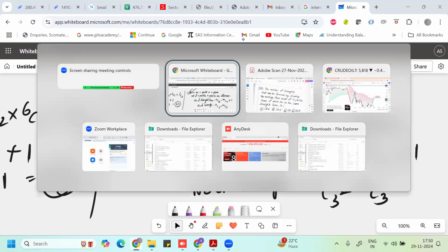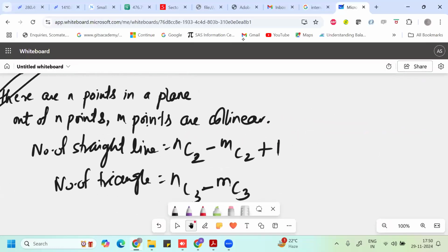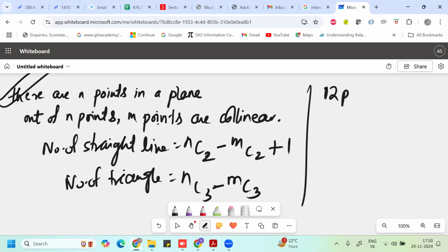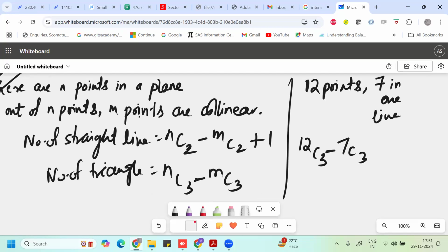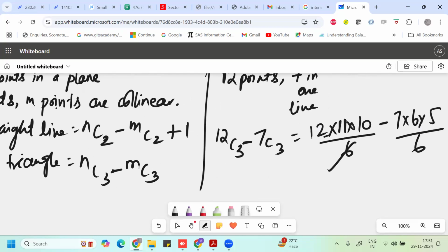If 12 points are there and 7 points are collinear, meaning 7 in one straight line, then the number of triangles possible is 12C3 minus 7C3. 12C3 means 12 into 11 into 10 divided by 6, minus 7 into 6 into 5 by 6. So this is 220 minus 35, which is 185.